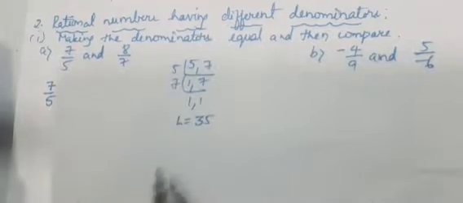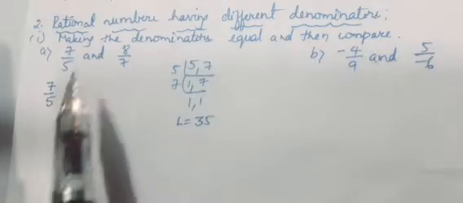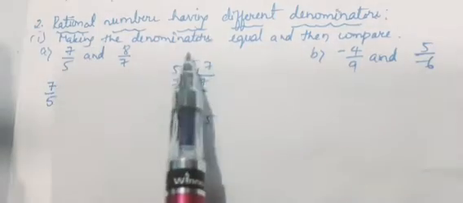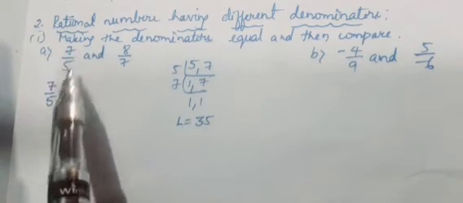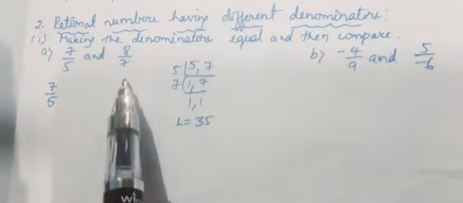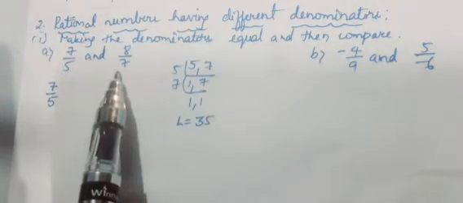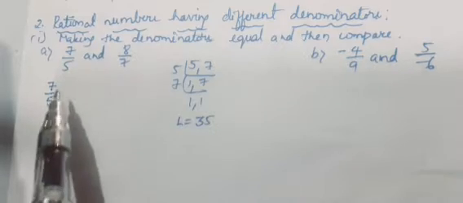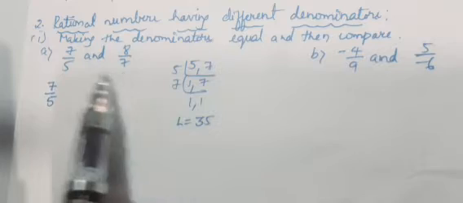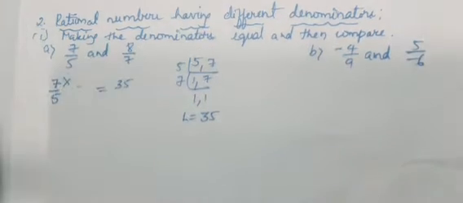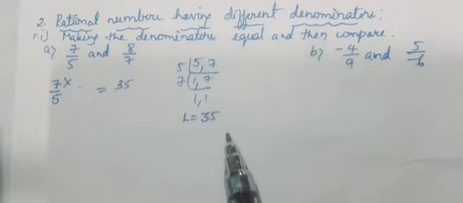But if the denominators of the rational numbers are different, then the first method is making the denominators equal and then comparing. For example, children, here 7 by 5 and 8 by 7 are the rational numbers. We have to observe the denominators are different here. So, in this method what we do is we make the denominators common or equal. How to make them common? By finding the LCM. Here for 5 and 7, the LCM is 35.